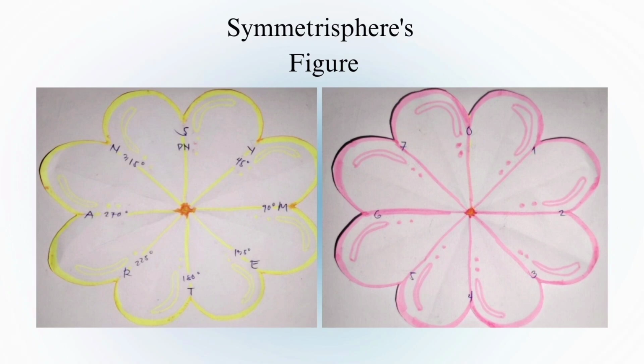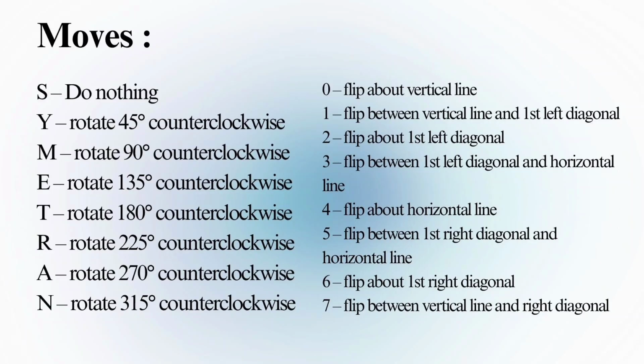In the front figure, we have the elements S, Y, M, E, T, R, A, N. And in our back figure, we have the elements 0, 1, 2, 3, 4, 5, 6, 7, where these elements correspond to different moves. Now, I'll be showing you how these moves work.